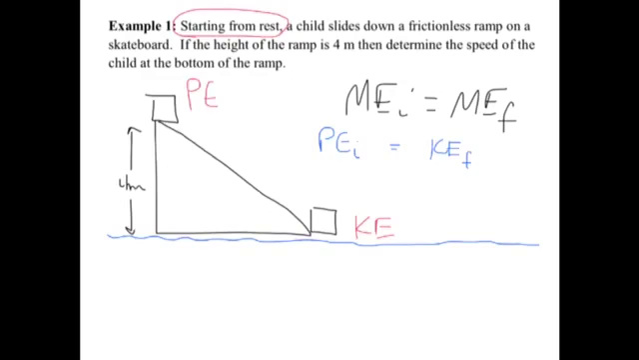In our equation, I use the sigma sign, remember, the sum of all those energies. But just list what you have at each location.